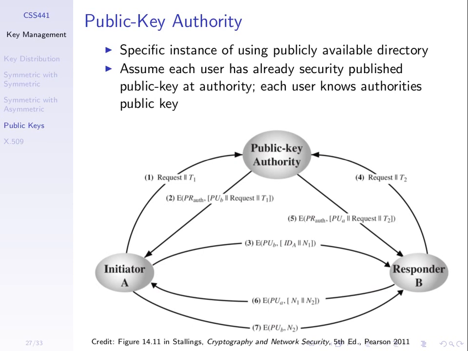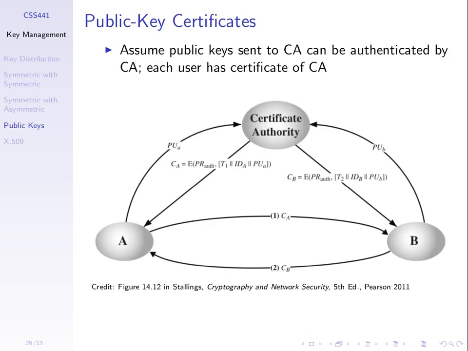In the use of the public key of the authority, every time A wants to talk to B, there's a request to the authority and a response in message 1 and 2, and B must send a request to the authority and get a response in 4 and 5. So every communication between pairs of users require messages to the authority. With a certificate authority, that's not true, and that's why this diagram's a little bit misleading. We'll redraw it in a moment.